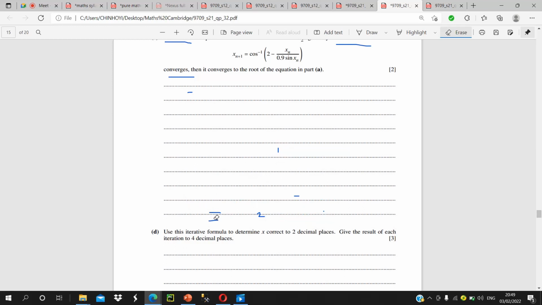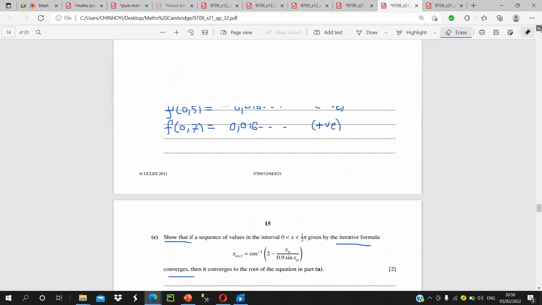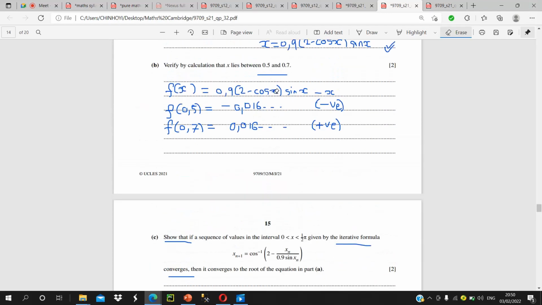So now we want to approximate that root. Initially we have said the root lies between what? 0.5 and 0.7. It's lying between 0.5 and 0.7, and we don't know that value, right?